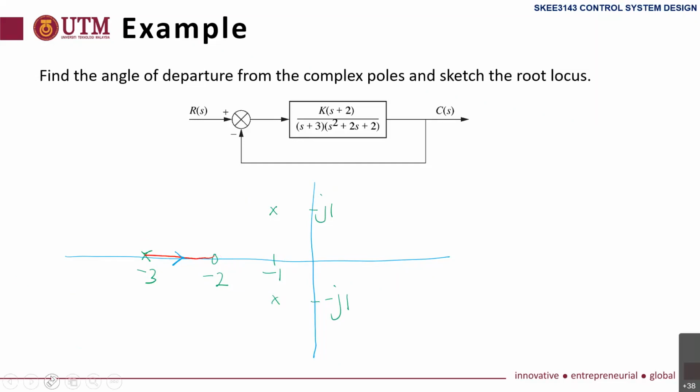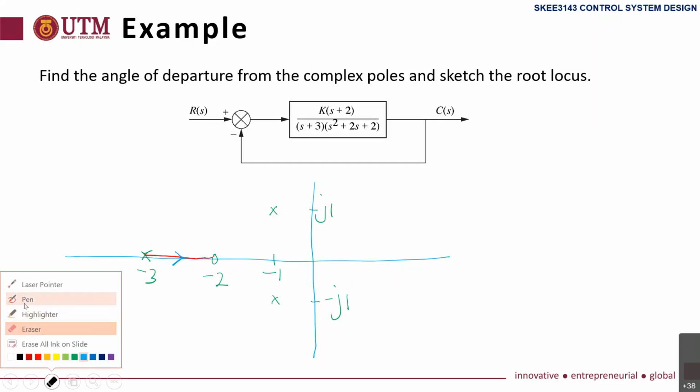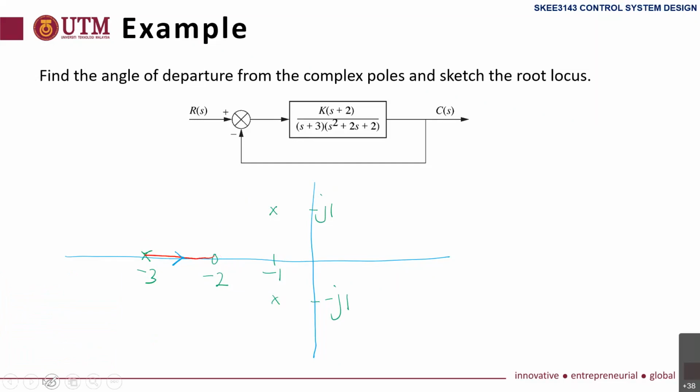And rule number 4 also says that root locus starts when K is 0. Remember, root locus shows the closed loop poles when K changes from 0 to infinity. So K infinity here. So all must be shown on the root locus.